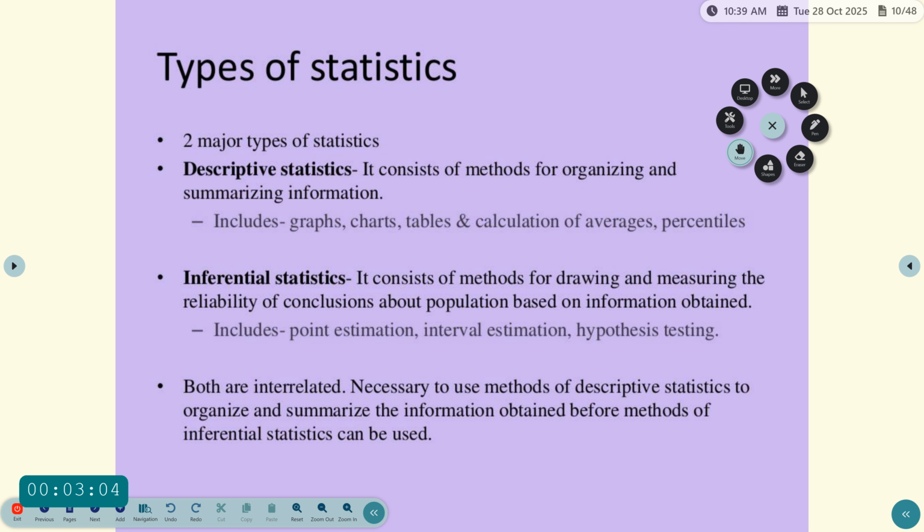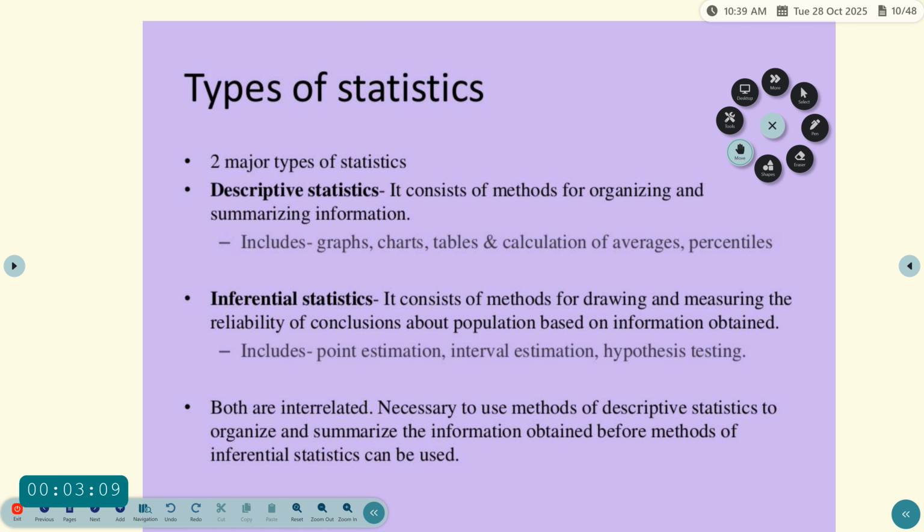Then, what are the types of statistics? We have two major types of statistics. One is descriptive statistics, another one is inferential statistics. Descriptive statistics deals with graphs, charts and tables, while inferential statistics deals with estimation and testing of hypothesis. On the other hand, inferential statistics studies the estimation theory and hypothesis testing. So these are the two types of statistics.